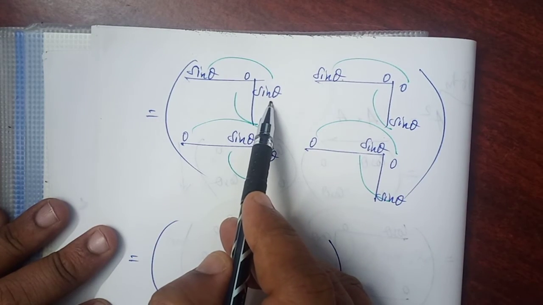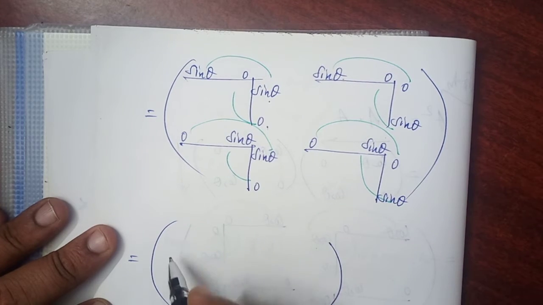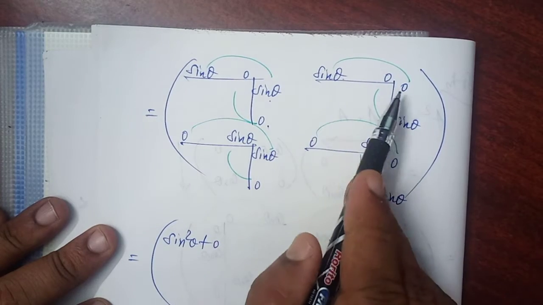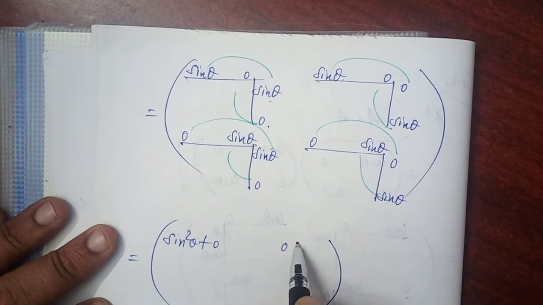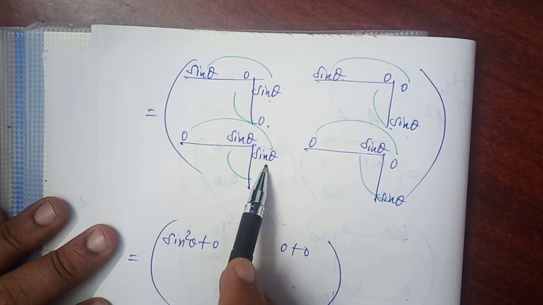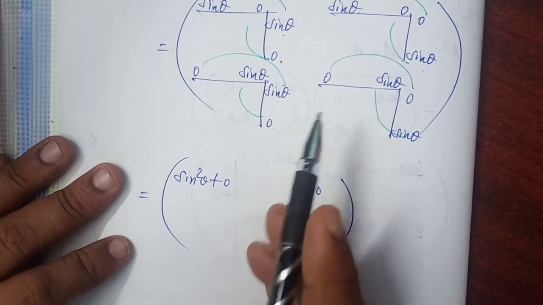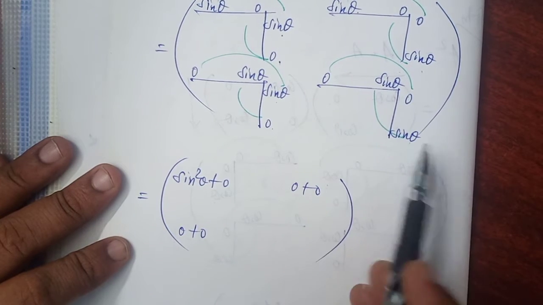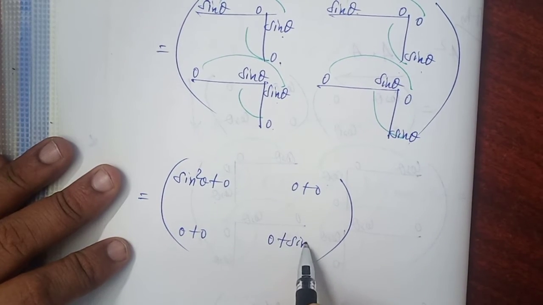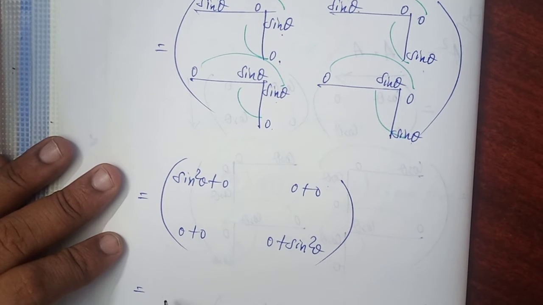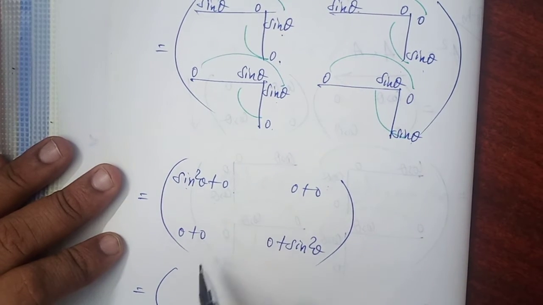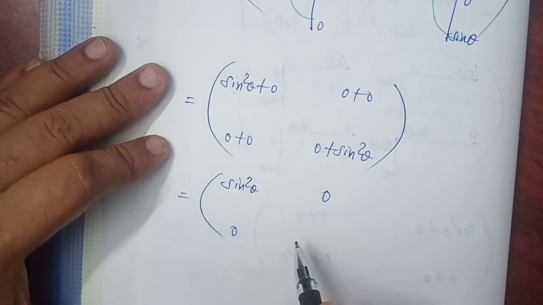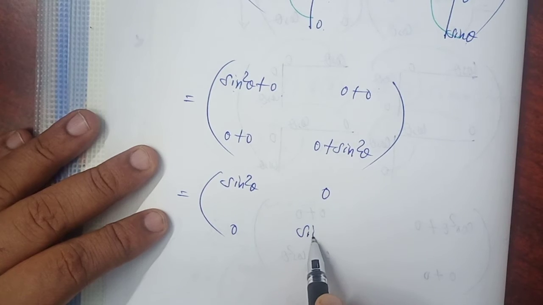Sin theta into sin theta, sin squared theta, 0 into 0, 0. Sin squared theta plus 0. Sin theta into 0, 0, 0 into sin theta, 0, 0 plus 0. 0 into sin theta, 0, sin theta into 0, 0. 0 into 0, 0, sin theta into sin theta, sin squared theta, 0 plus sin squared theta equals sin squared theta. 0 plus 0, 0, 0 plus 0, 0, 0 plus sin squared theta, sin squared theta.